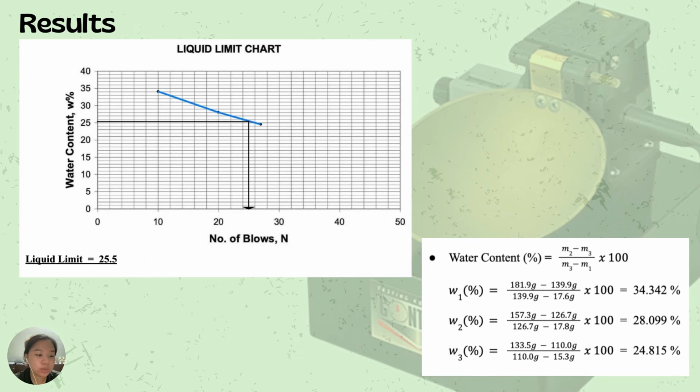24.815%. Through this, as you can see, there is an arrow pointing to the 25th blow, and that would be the result for our liquid limit, which is 25.5. So the x-axis, 25th blow, aligning to the water content.